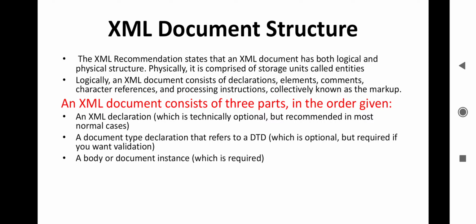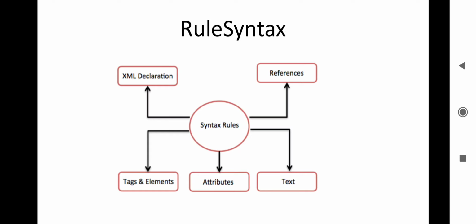See, XML document structure. An XML document consists of 3 main parts. Which are these 3 parts? In order: an XML declaration, this is the first one. A document type declaration that refers to a DTD. Then third is the body or document instance. These are the 3 parts of XML document structure. In each and every program we need to write this.